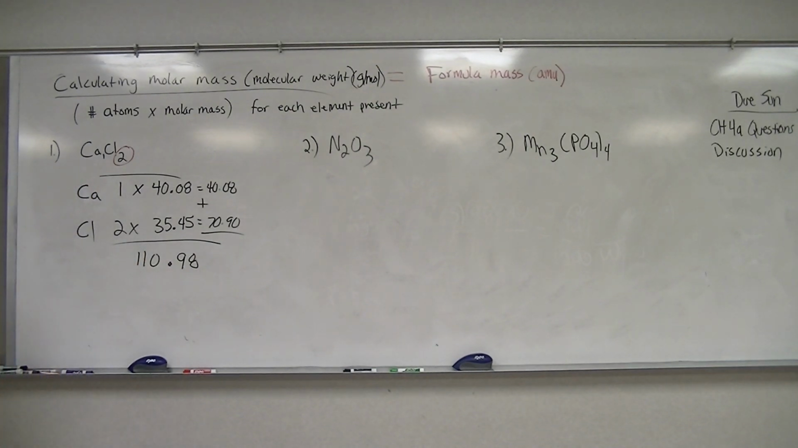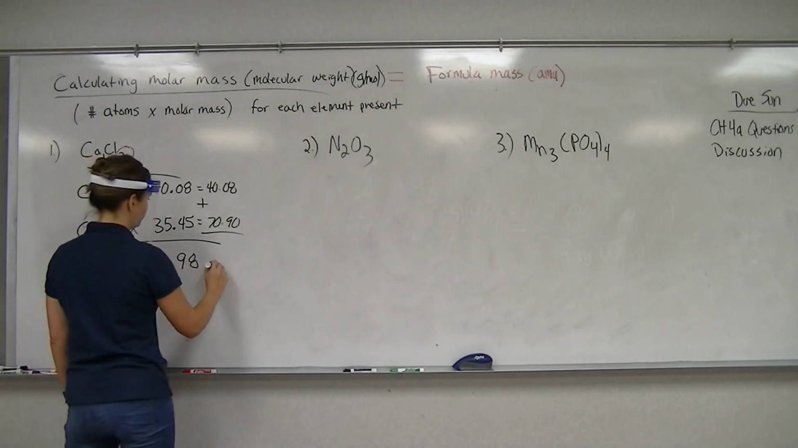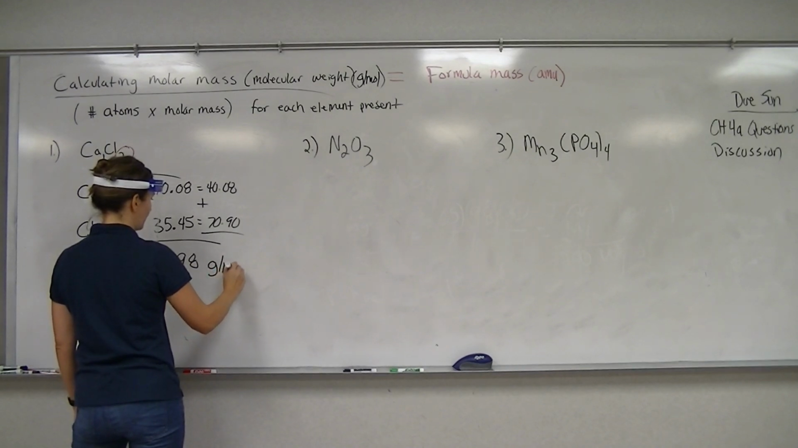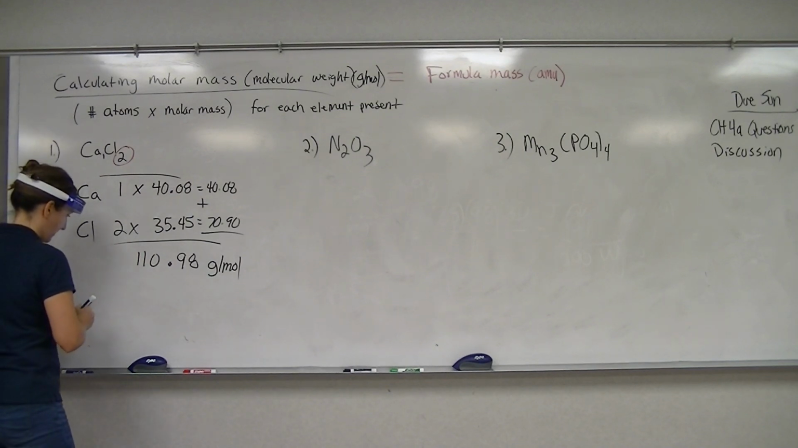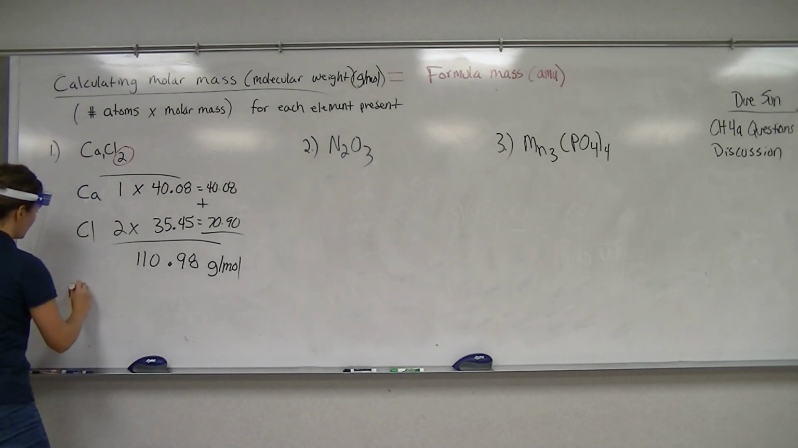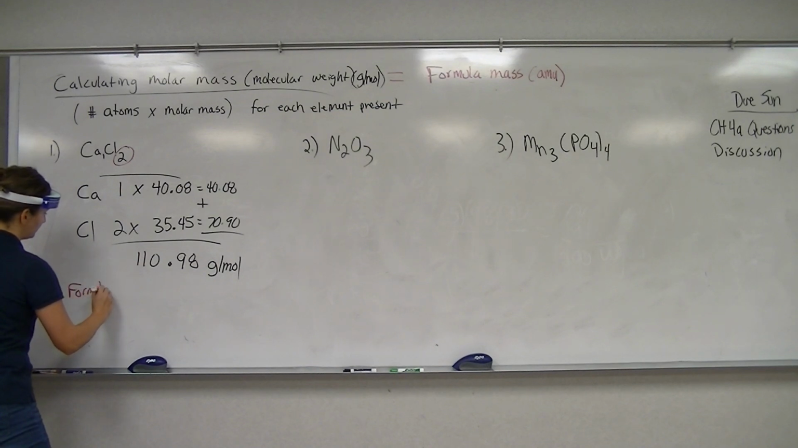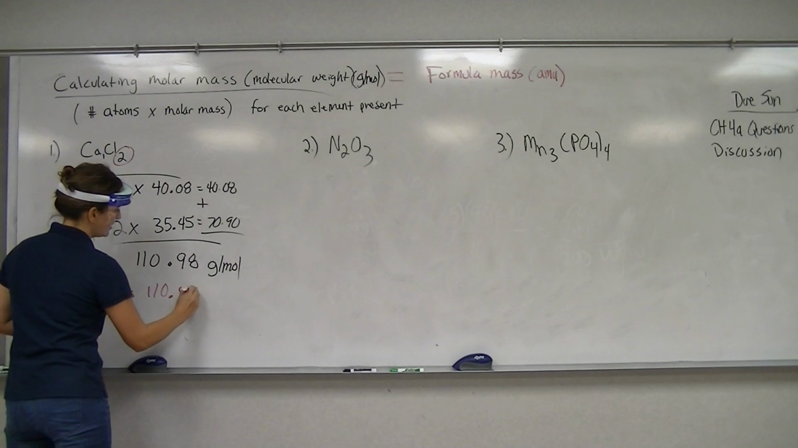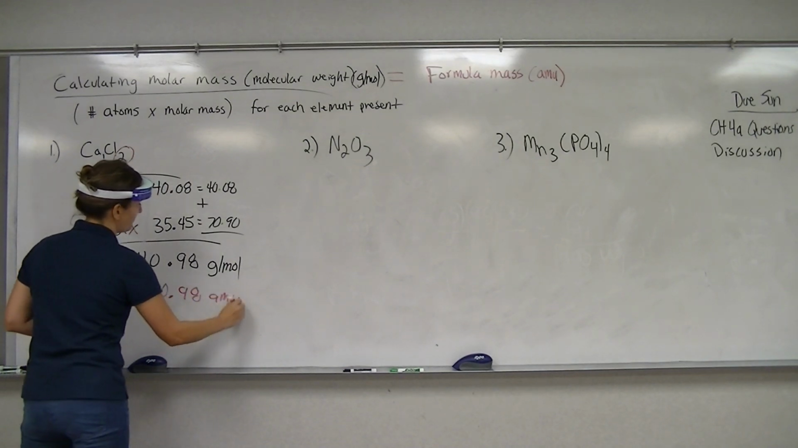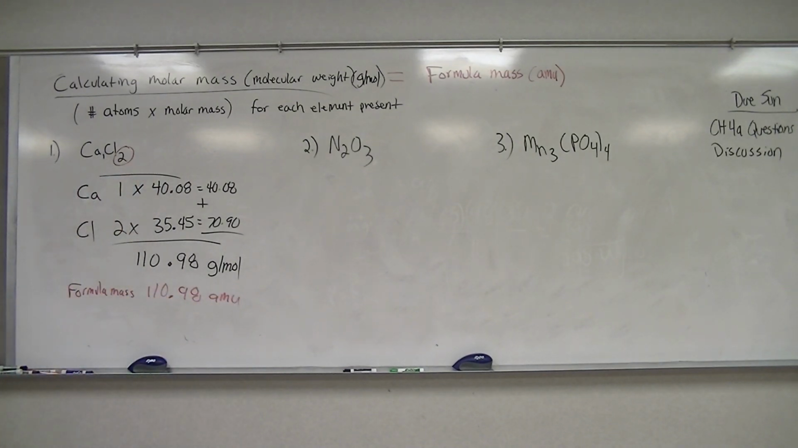110.98? Yes. Okay. And the units I'm going to put on it are grams per mole. If they're asking for formula mass, it's the same answer. It's just instead, your units are going to be AMU. That's the only difference. All right, let's try a few more.